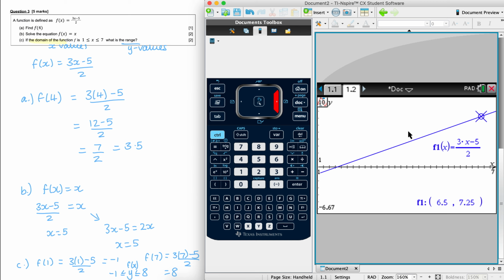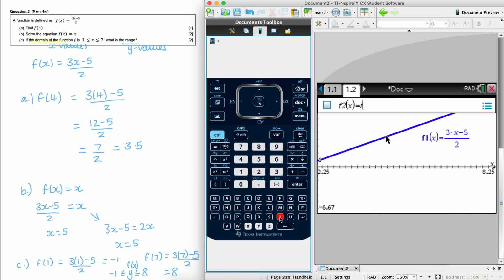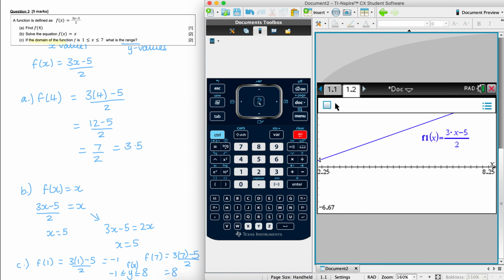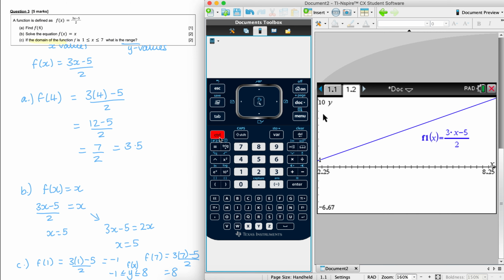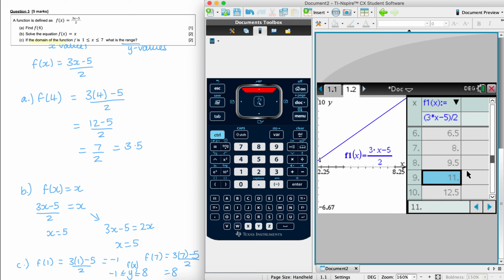If I keep going to the side, then I can find that that would be 8, and I can do the same the other side. You can also do Control T, which will bring up the table of values, and you can see there that when x is 1, it's minus 1, and when x is 7, we have 8.